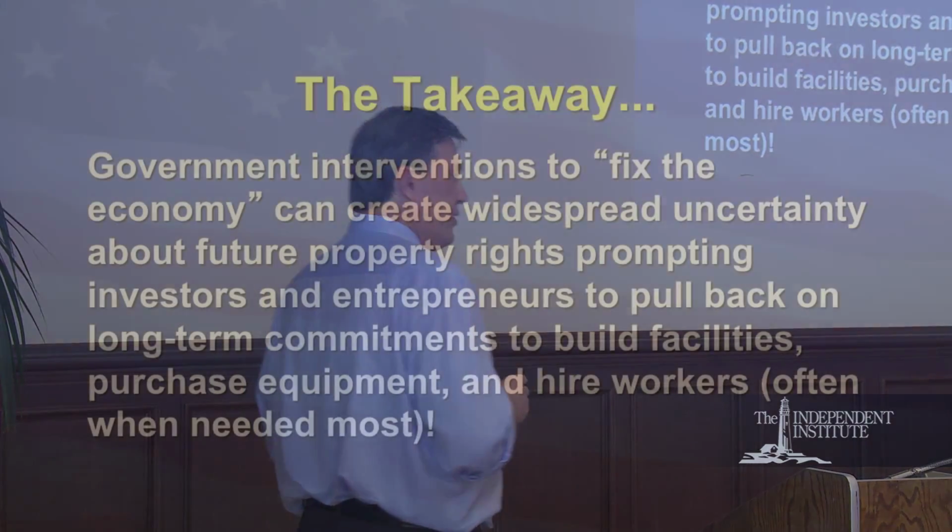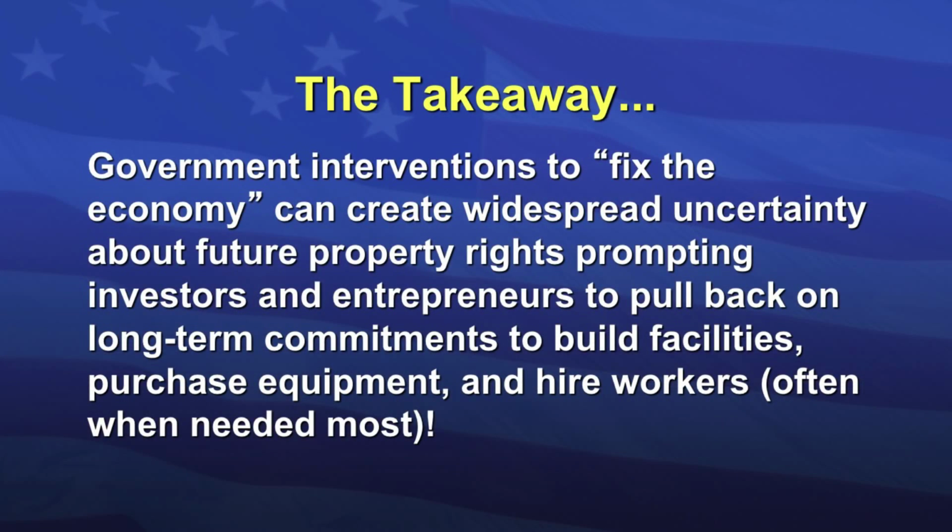So the takeaway is that government intervention, quote, to fix the economy, can oftentimes create widespread uncertainty, and that uncertainty leads investors and entrepreneurs to pull back exactly at the time when you kind of want them to ramp up, but it causes them to pull back and not make long-term commitments in terms of investments, building new plants, hiring new workers, new capital investments. And as a result, everything slows down.